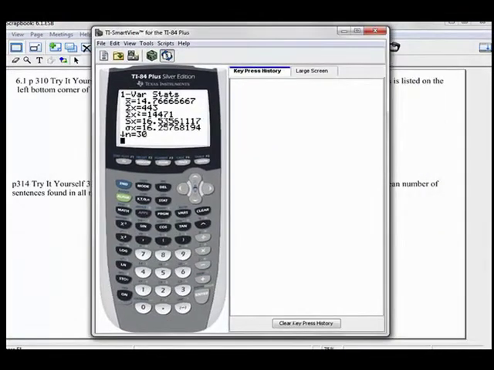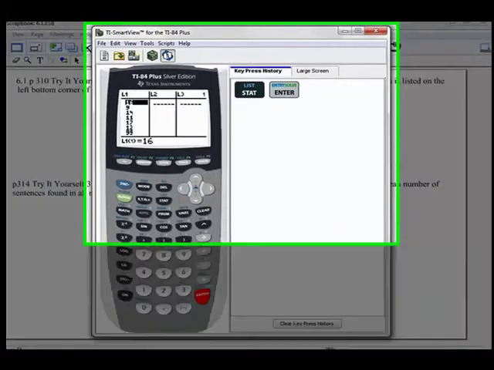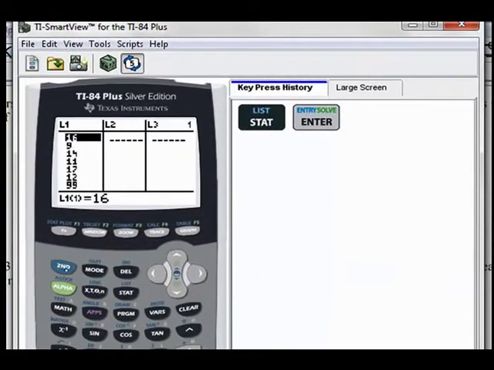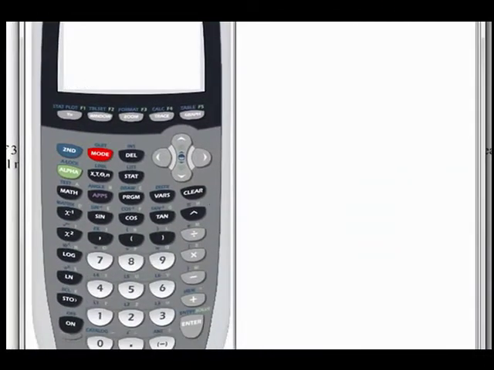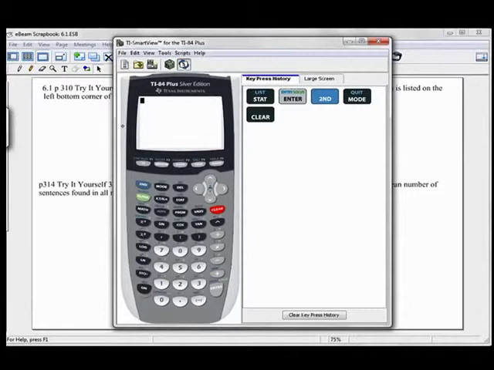I can show you that. Press Stat, Enter, and in the list, type all the numbers in. When you go back to the main screen, you just type each number and press enter. Go back to the main screen by hitting second mode. Now we're going to find the mean.